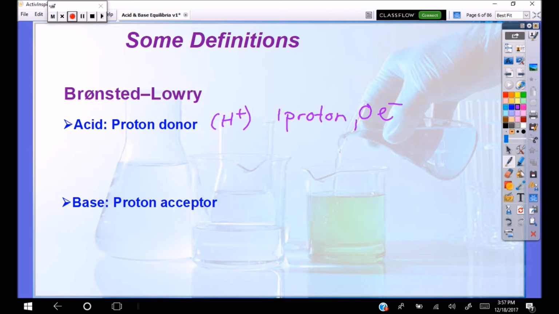So an acid would be a proton donor, meaning it gives up its proton. A base is a proton acceptor, meaning it takes that proton. So usually if you see the acid going down in H+, that's a good sign, or if you see the base going up in H+, that's also a good sign. Okay.